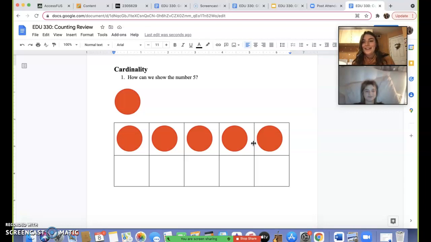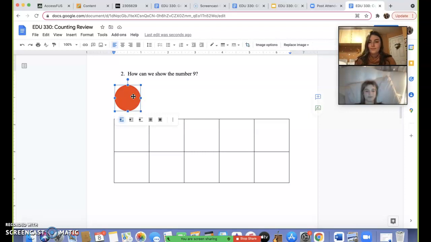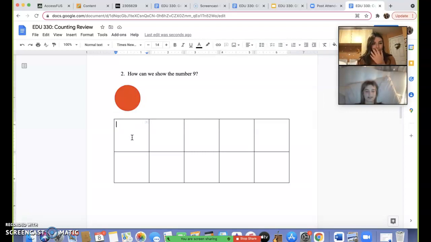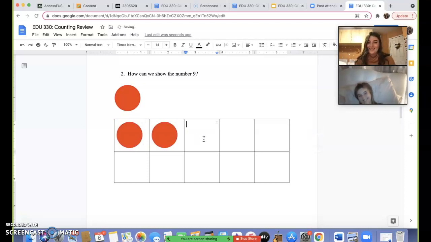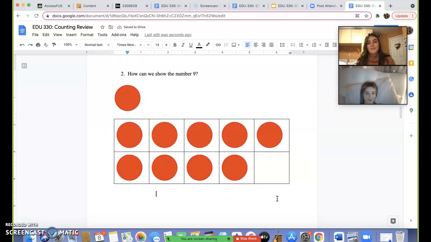All right, let's go ahead and try the next one. So how can we show the number 9 using our 10 frame? Remember, there's 10 spaces, so each square is 1 space. So you'll put the red dot 1 time in each square 9 times. All right, can you go ahead and check for me? Does that look like the number 9? Yep.